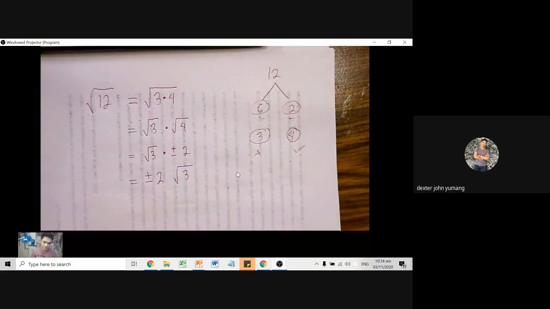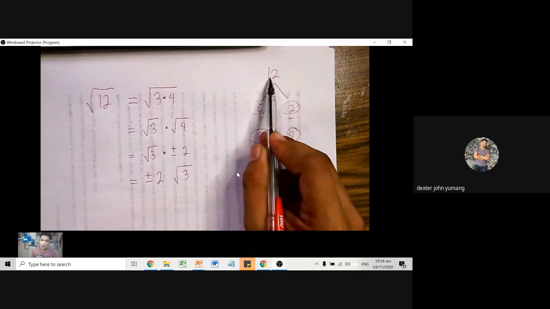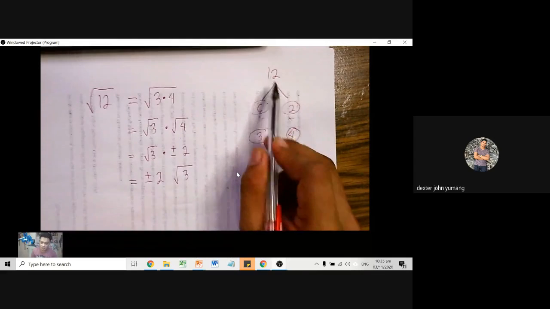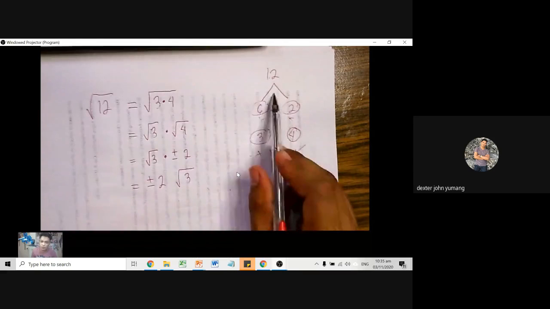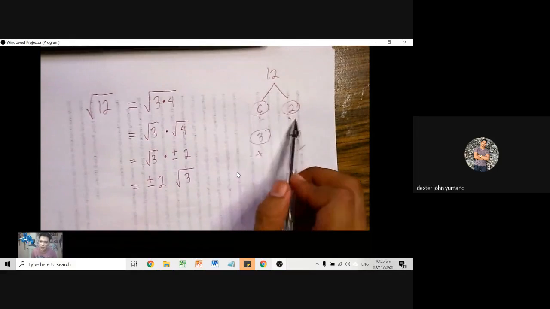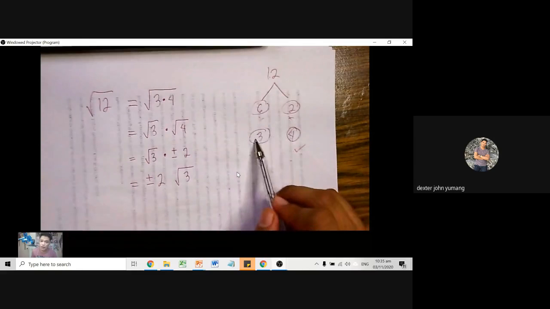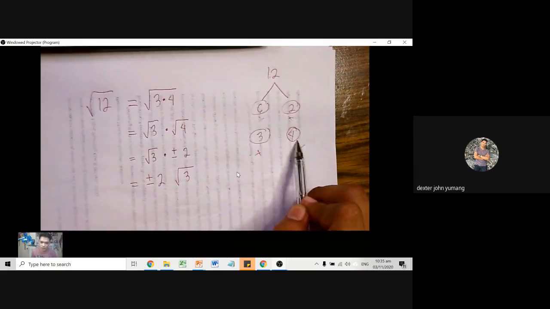Again, mag-isip ng number sa 12 na ang isa ay perfect square. 6 times 2 is 12. Pero wala mang perfect square sa kanila. Hindi perfect square ang 6. Hindi perfect square ang 2. So mag-isip ka pa ng iba. 3 times 4. Ang 3 hindi pwede. Pero ang 4, perfect square. So yan na yung ilalagay dito.